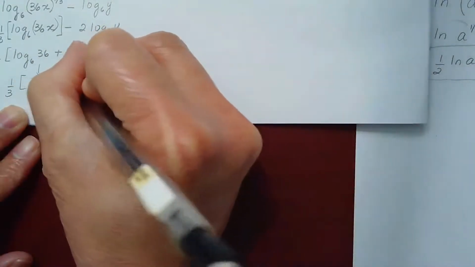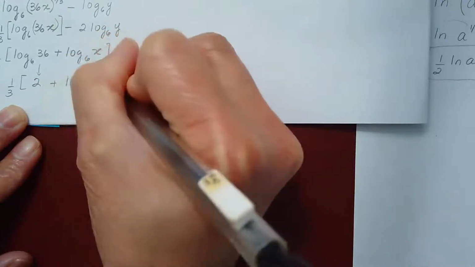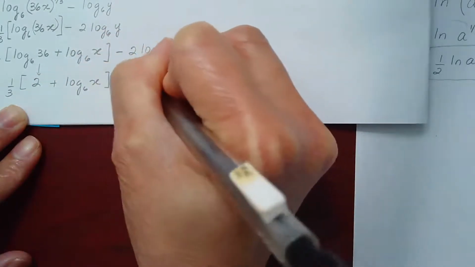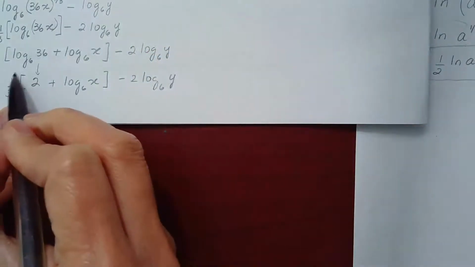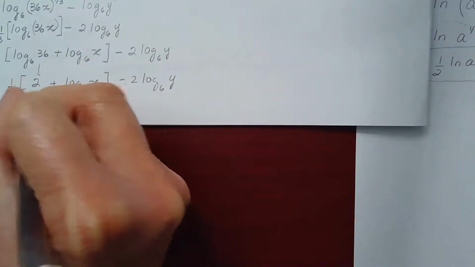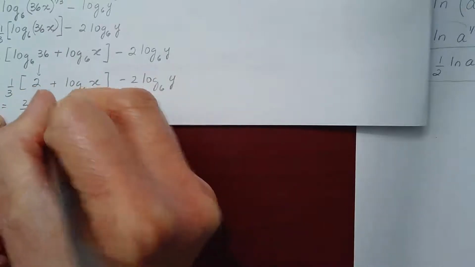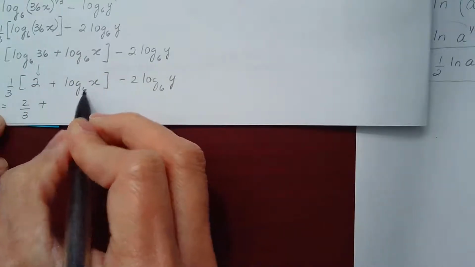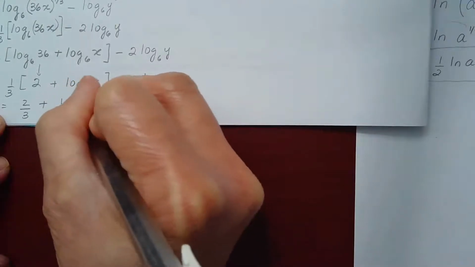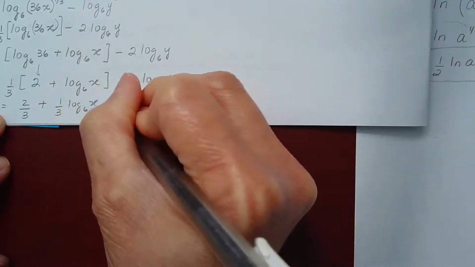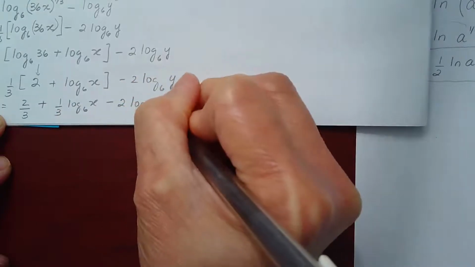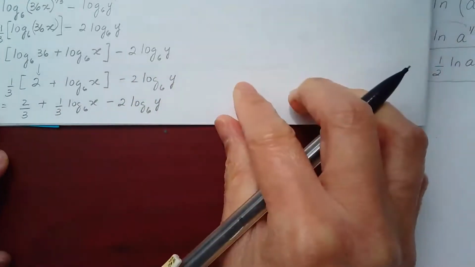Plus this one here, we cannot figure that out because I don't know what the x is. So it just becomes log of x base 6 minus 2 log y base 6. And then again, we can multiply this in. So it's going to be 1/3 times 2 is 2/3 plus 1/3 times log of x base 6, minus 2 log y base 6. Okay, so that's that.